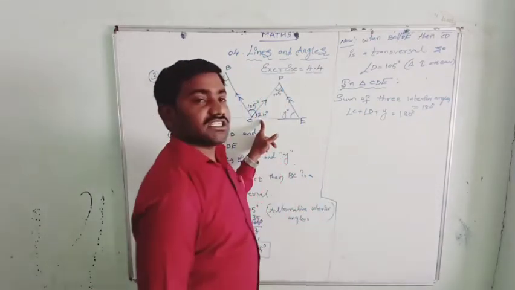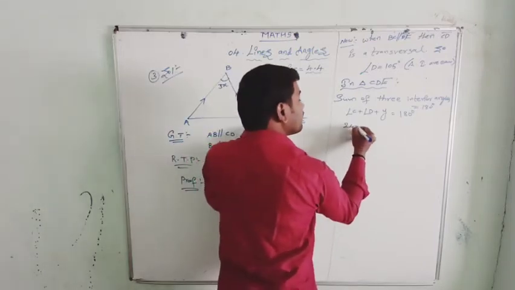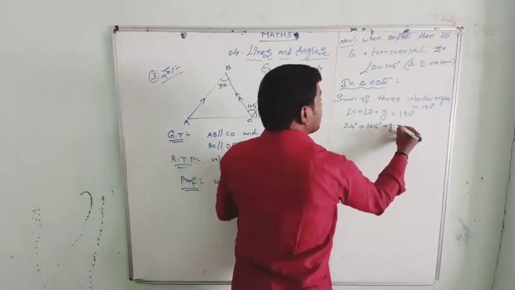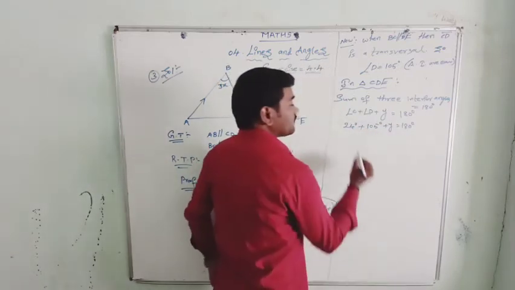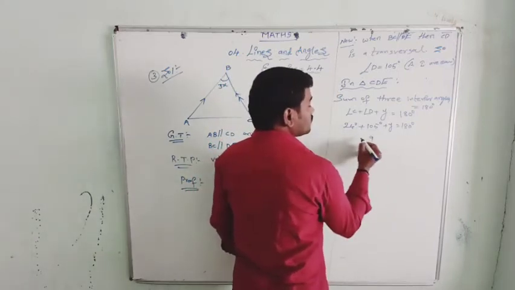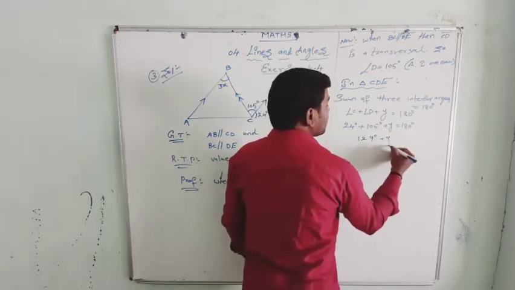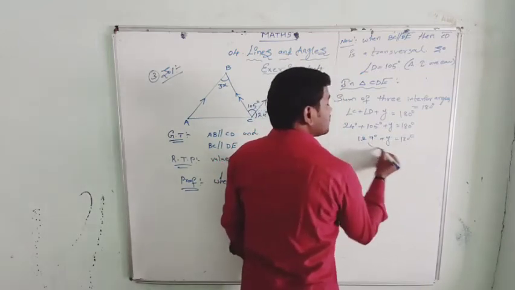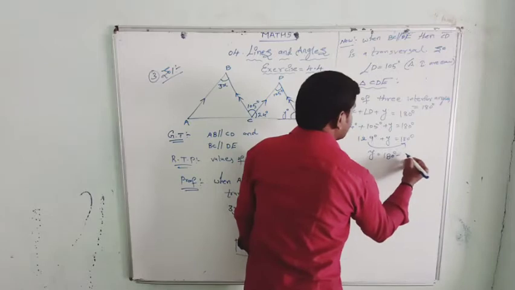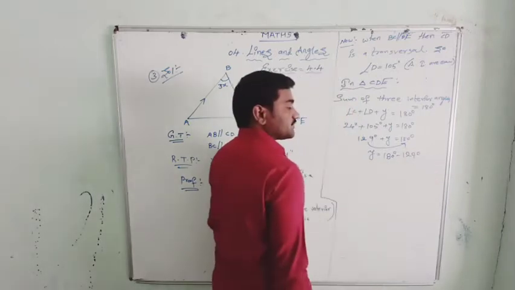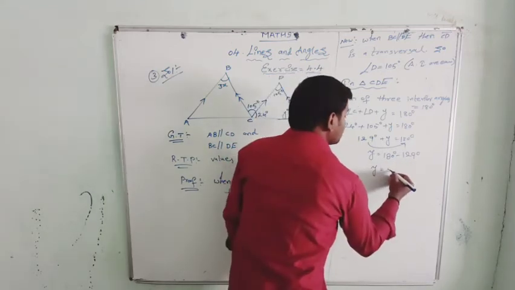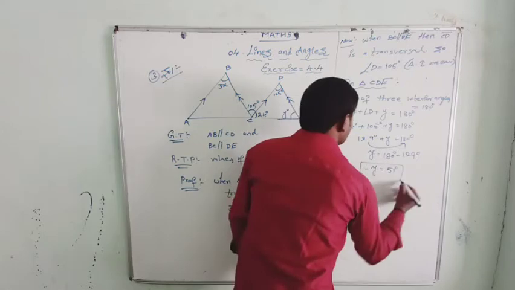From the question, angle C is 24 degrees, plus angle D is 105 degrees, plus angle Y is equal to 180 degrees. Here, 4 plus 5 is 9, 0 plus 0 is 0, 1 plus 2 is 3, so 129 degrees plus Y is equal to 180 degrees. Transferring the 129 to the other side, we get 180 degrees minus 129 degrees, so Y is equal to 51 degrees.